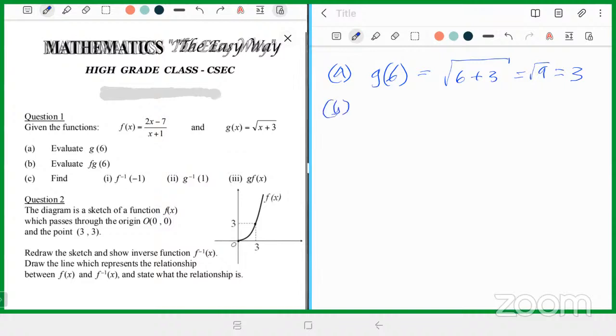Part B wants f of g of 6. Remember, f of g of 6 means that we have to do g of 6 first. But we already worked out g of 6. It is equal to 3. So this f of g of 6 then becomes f of 3, because the g of 6 right here is 3. There's no need to work out the g of 6 again. And so we're now doing f of 3.